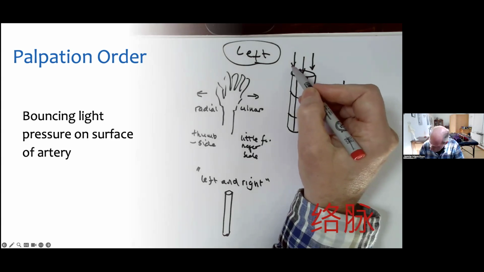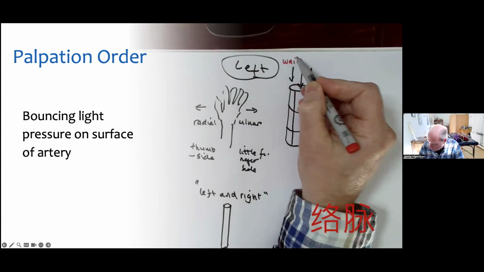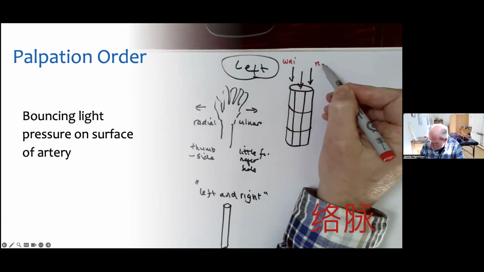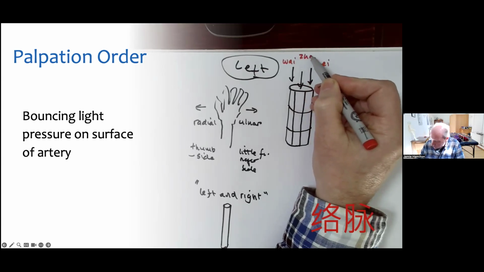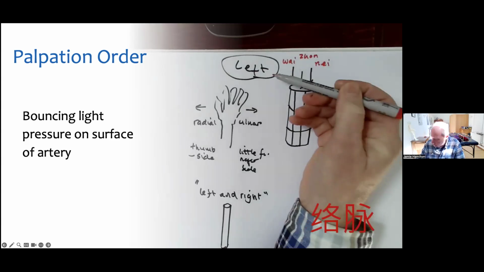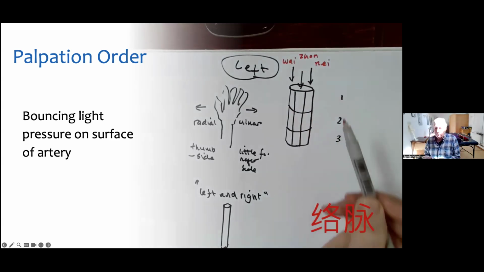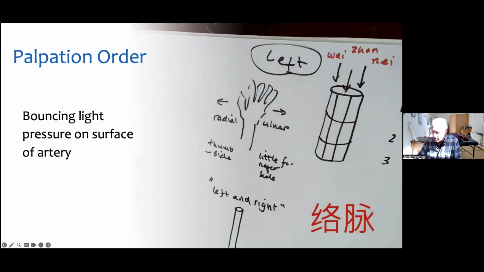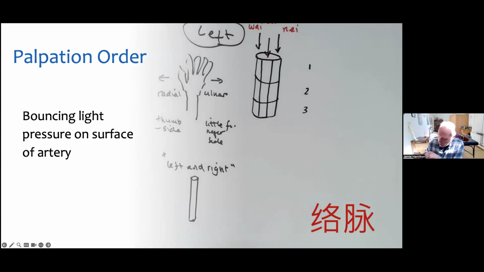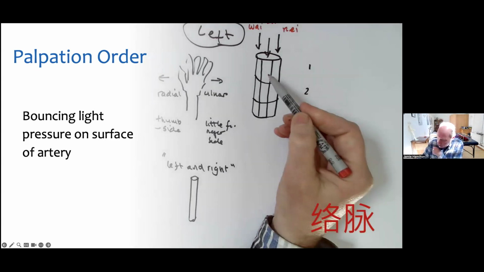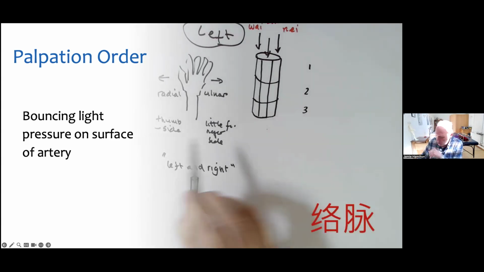So the radial one could be called wai, the inner one could be nei, and the center one could be zhong in Chinese, or you could call it radial, middle, ulnar, or thumb side, middle, and little finger side. I just want you to see there are these different words that you can use for this, but they all mean the same thing. All right. So from this little diagram, obviously you can expand this, and I will now show you what this all means.